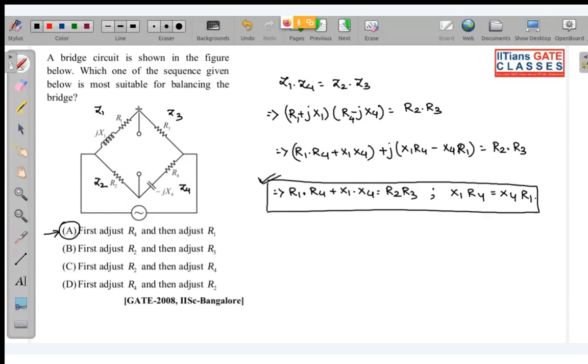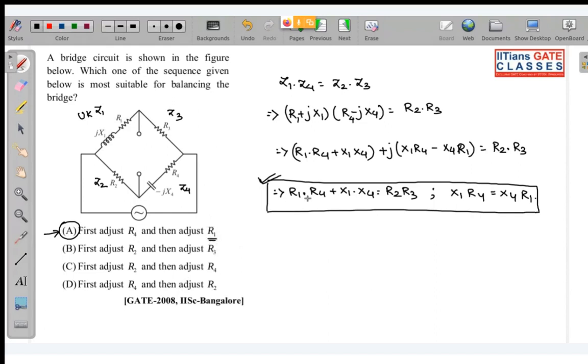It looks like Hayes bridge. But here you can see they haven't actually told us which are the variables present. So if you assume R1 and X1 as unknown and proceed over here, then you can see R1 is present in one of the adjustments.